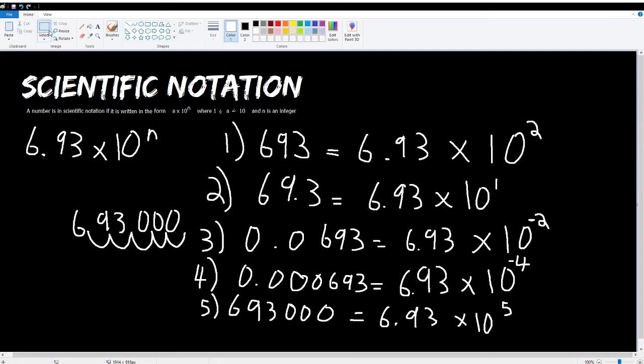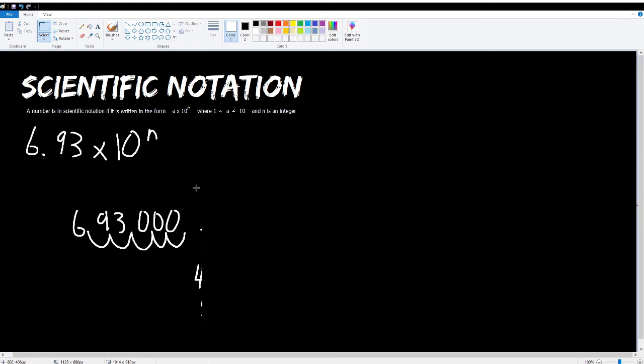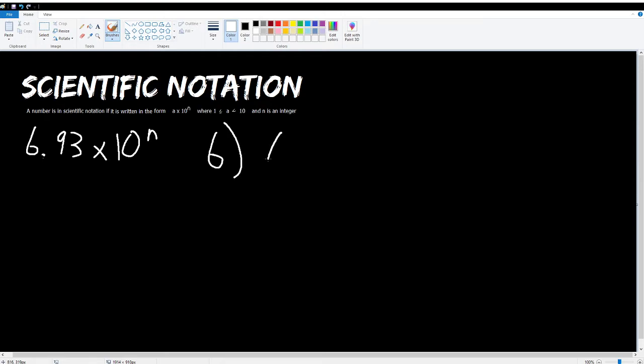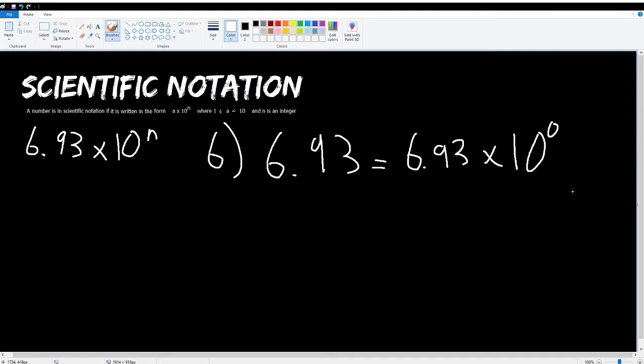And then last but not least, we have 6, and it's just 6.93. As you can see, the decimal is the same, right? So 10 to the what power makes 6.93 the same? Well, any number multiplied by 1 is itself, right? So it's just 6.93 times 10 to the 0. 10 to the 0 is 1. So 1 times 6.93 is 6.93. Basically, we didn't do anything. Didn't change anything.